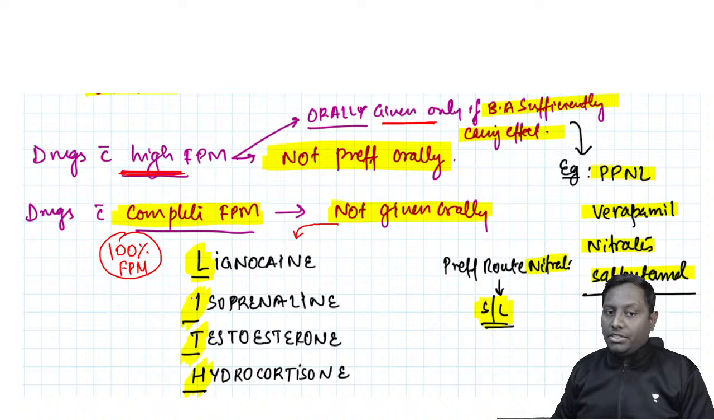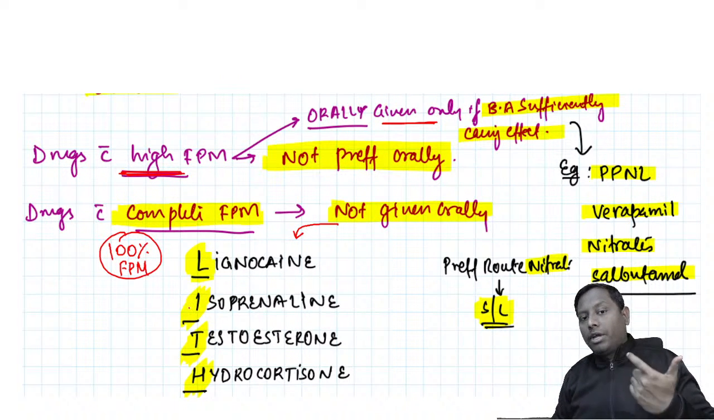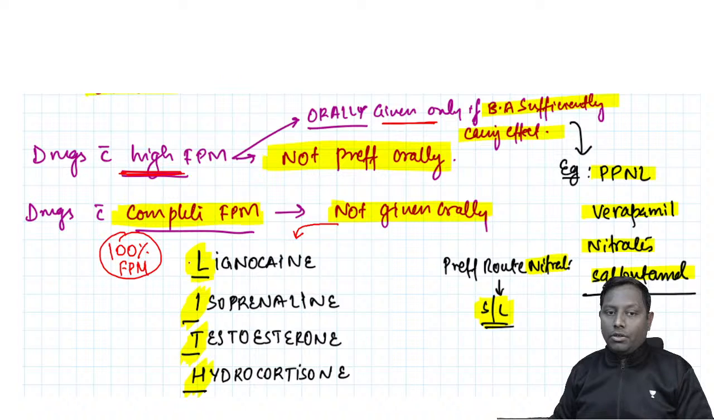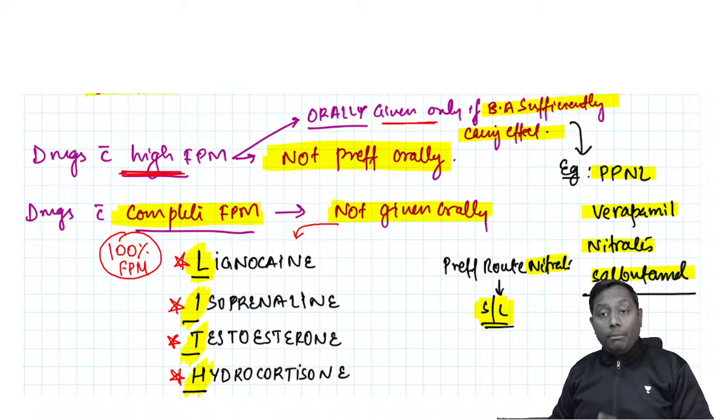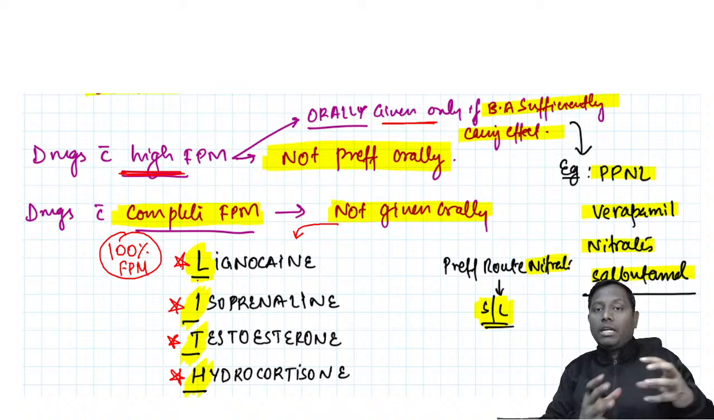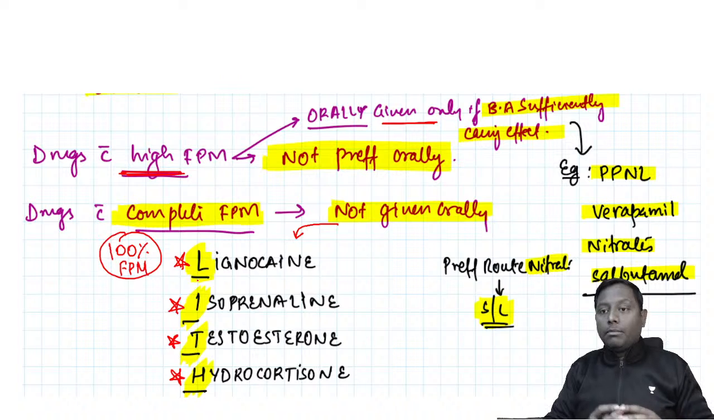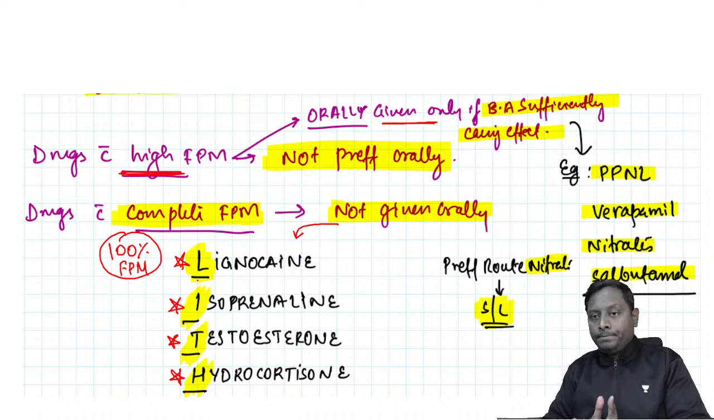LITH is a very simple mnemonic. LITH stands for lignocaine, isoprenaline, testosterone and hydrocortisone. These are the drugs that have 100% first pass metabolism. So we never give lignocaine, isoprenaline, testosterone, hydrocortisone via the oral route. But there are certain other drugs which, in spite of having high first pass metabolism, we still use via the oral route.